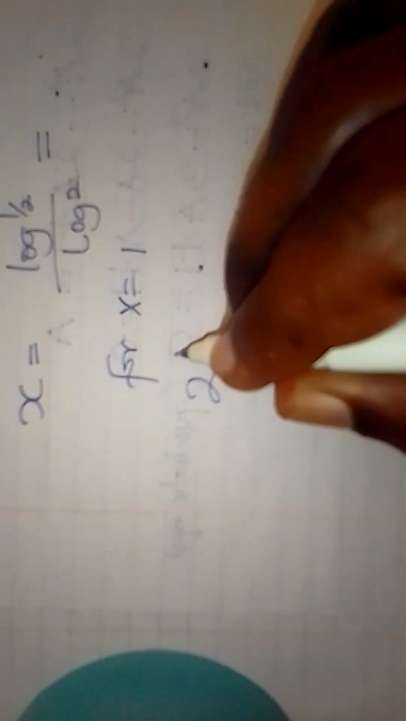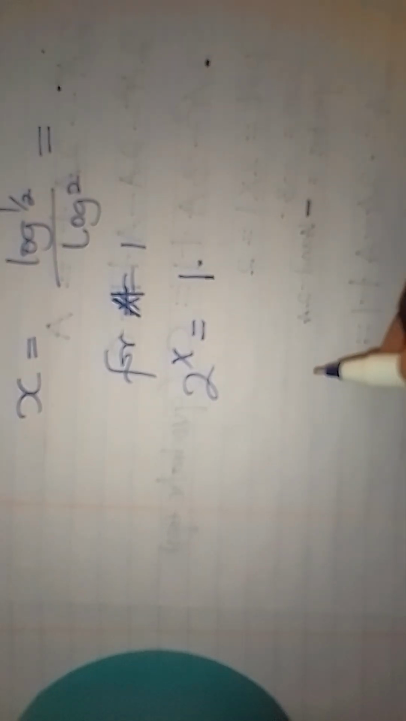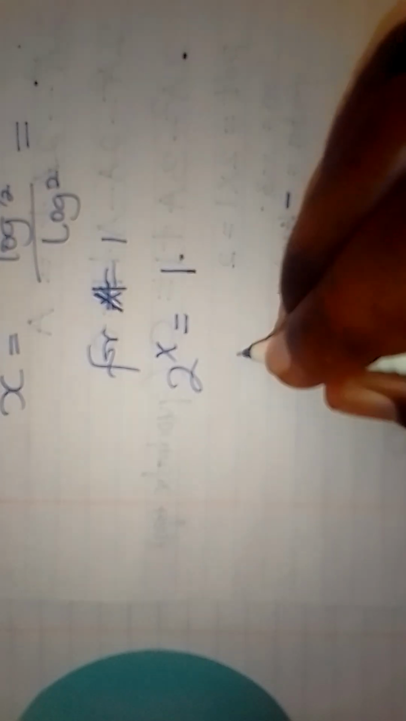But also for a equals 1, which means 2 power x equals 1, and therefore I think here by intuition x equals 0, and then finish.